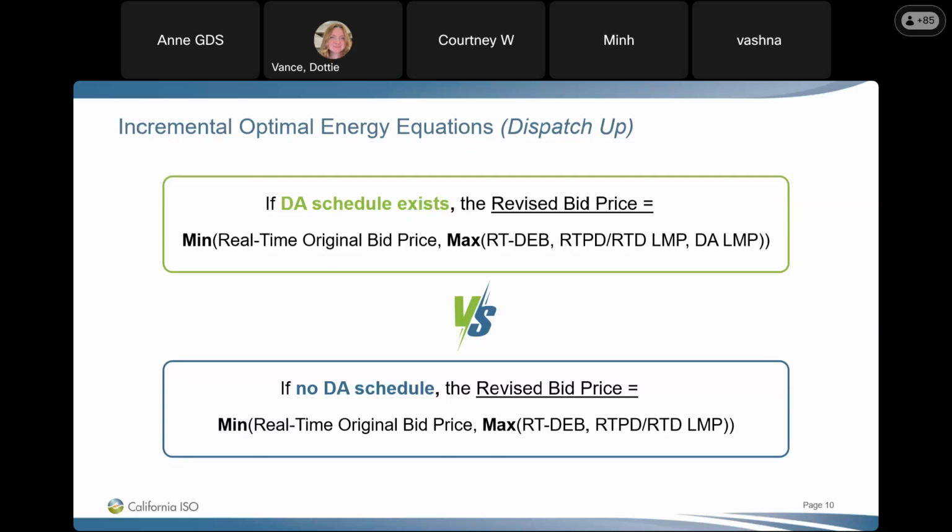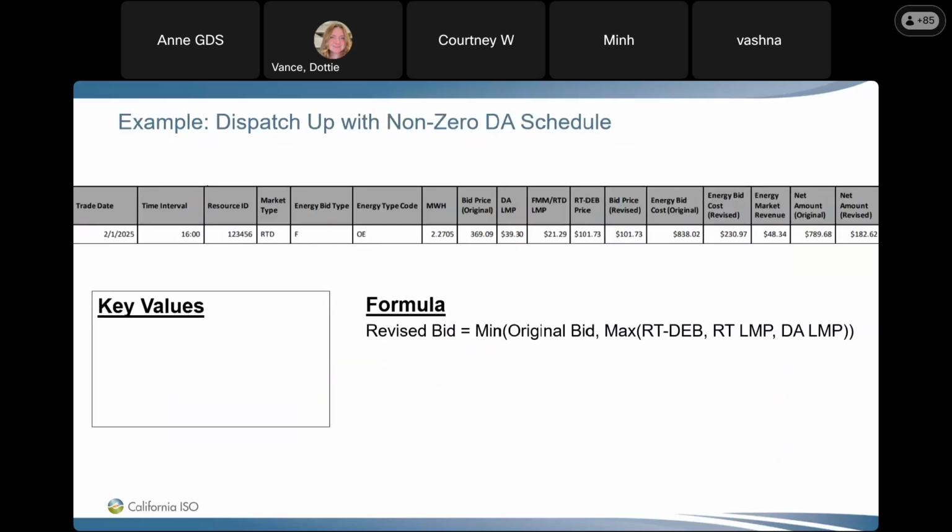So just to put it to paper, now we've verbally said it, we see the equation. Now let's see what that actually looks like with some numbers. So this first example is going to be a dispatch up where the day-ahead does apply. You'll see that the screenshot I have here is pulled from the BRS. I believe it's in the appendix. There's a bunch of examples in there. I did want to pull from there just so you can see how to read that appendix.